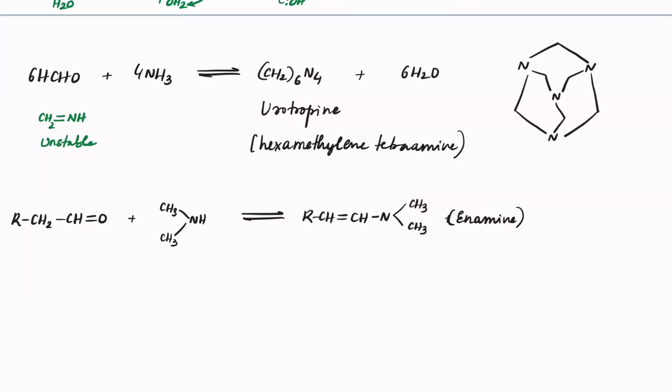Urotropine is hexamethylenetetramine. The structure will be like this. So there are four amines here, I mean four nitrogens here. Between every two nitrogens, there is one methylene group. That's how it gets connected. And this is the structure of hexamethylenetetramine. Got it? Everybody understood how it is forming?